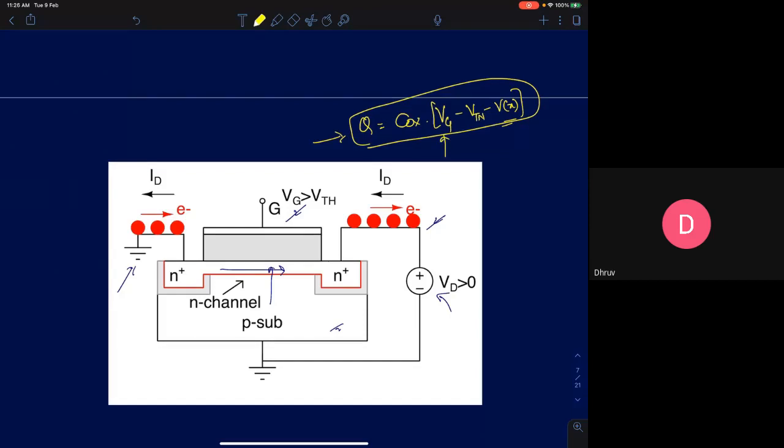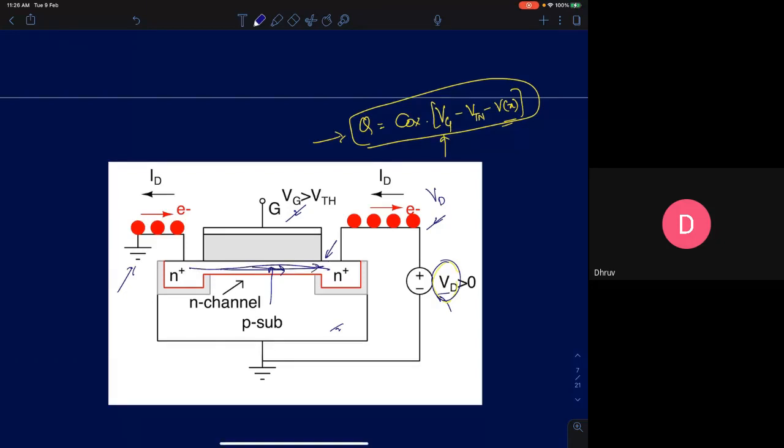Now I'm slowly increasing this drain voltage. So I'm looking at the drain side of the MOSFET. I'm slowly increasing the drain voltage. But this drain voltage is such that there is still some charge present near the drain terminal as well. Now look at this. This is an entirely conducting region. This looks like an N-type semiconductor.